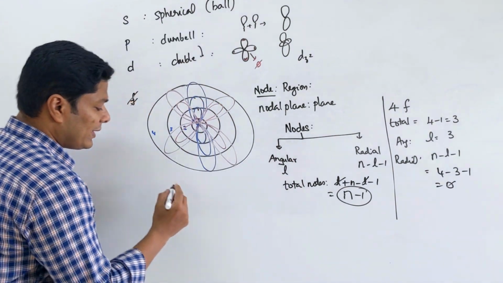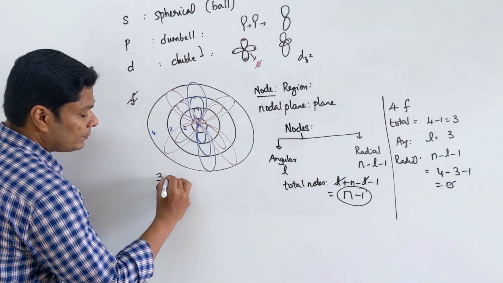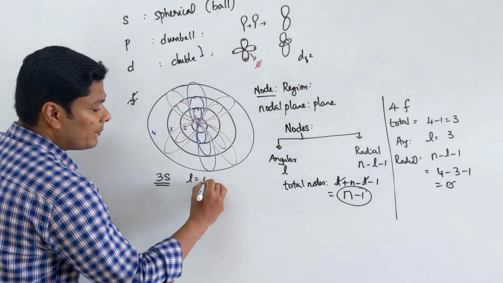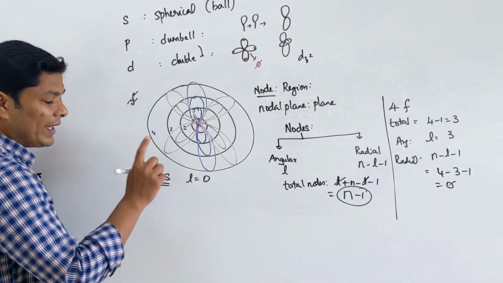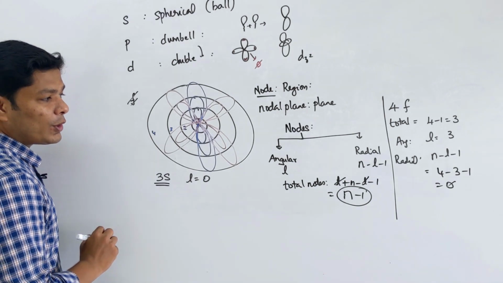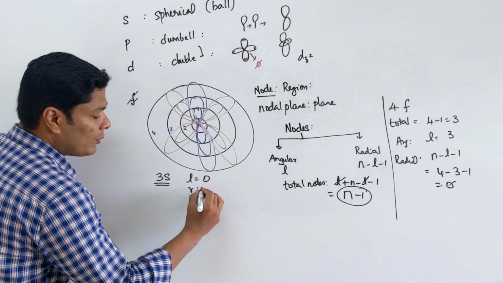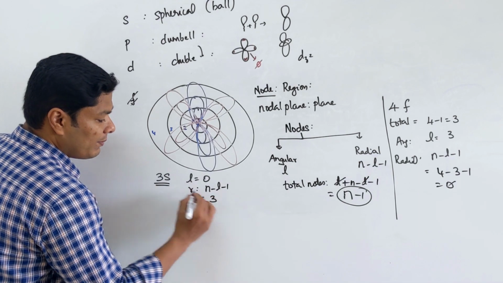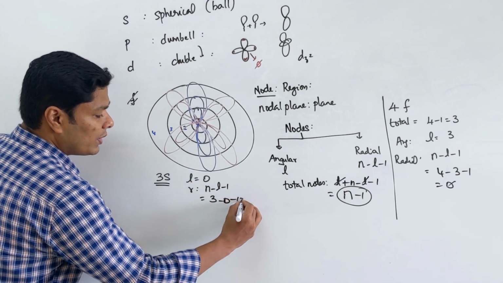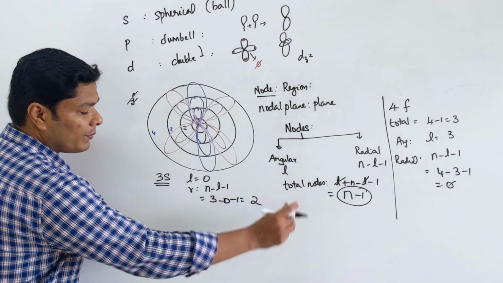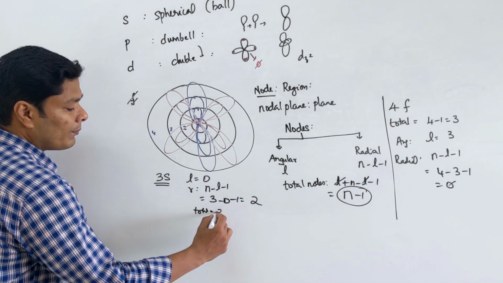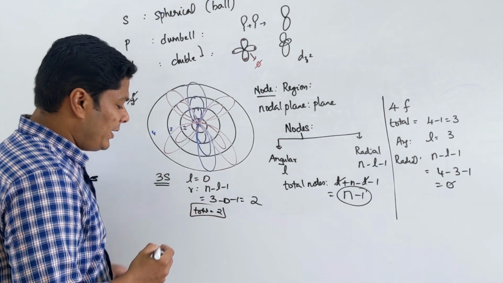So, let's say for example, I take the 3s orbital. Let's look at the angular node. It is 0. So, an s orbital will never have an angular node. Now, the radial node, n minus L minus 1, equals 3 minus 0 minus 1. How much is it? 2. What is the total number of nodes? 2. Now, what does it mean?